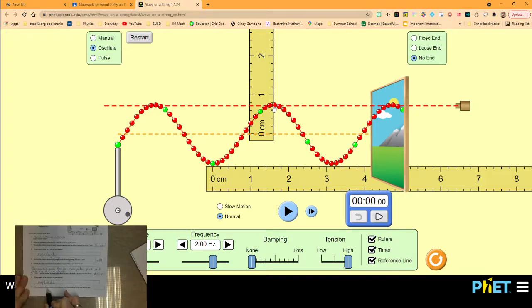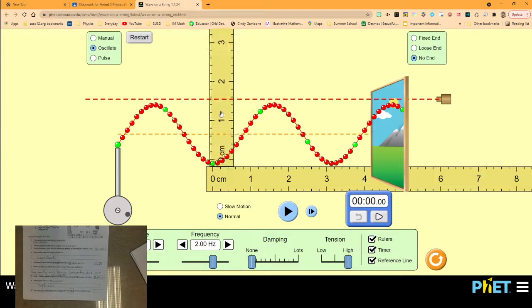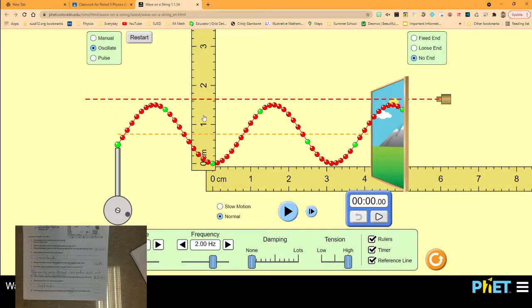Number 9, measure the distance between the center line and the trough of the wave and enter it here. Okay, move your ruler from the center line to the trough. I'm going to get that trough about right there. I want to measure the center of the bead. So that's 0.2, 0.4, 0.5, almost 0.6. Is it 0.55? 0.55 centimeters, I guess.